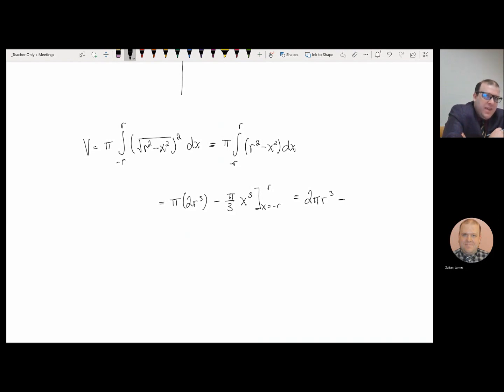Isn't x cubed evaluated minus r to r just 2r cubed? Two pi r cubed minus 2 pi over 3 r cubed. 2 minus 2/3. Yeah, 4/3 pi r cubed, which is the volume of a sphere.